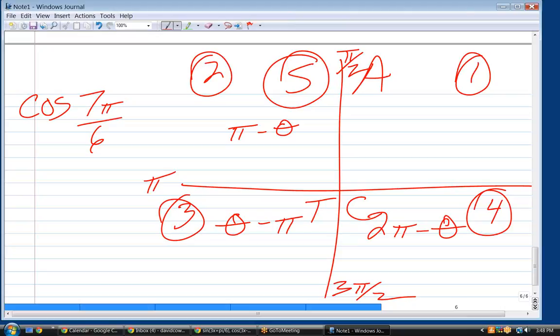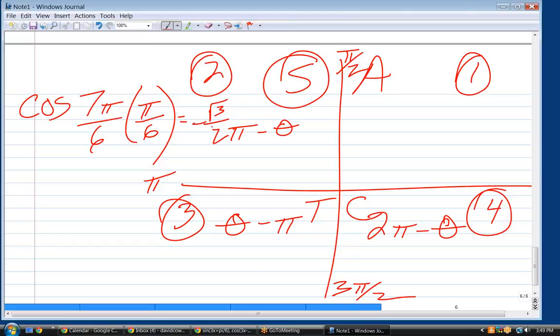It would be 30, right. It would be pi over 6, because I'm going to apply this right here. I'm going to take 7 pi over 6 minus pi, which leaves pi over 6. What's the cosine of pi over 6? The cosine of pi over 6 is square root of 3 over 2. What is its plus or minus sign in the third quadrant? Cosine. It would be minus.